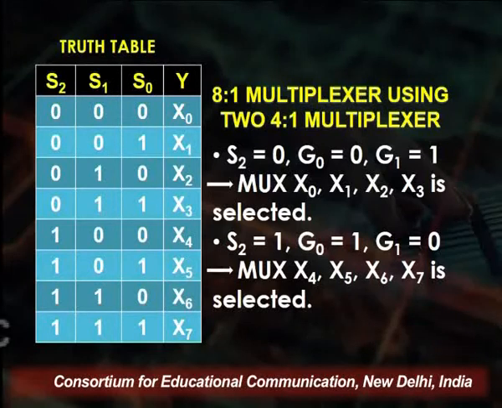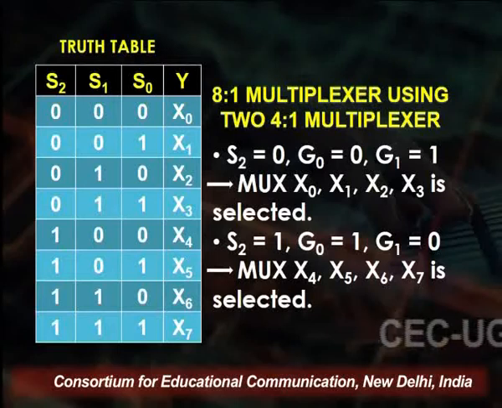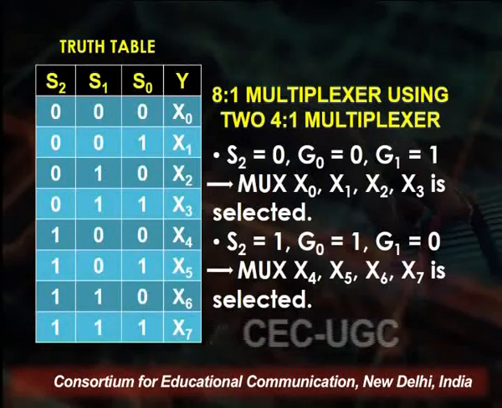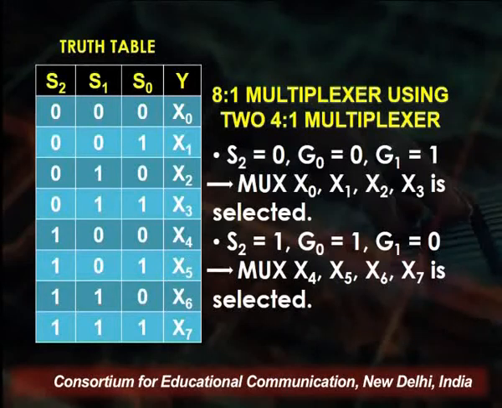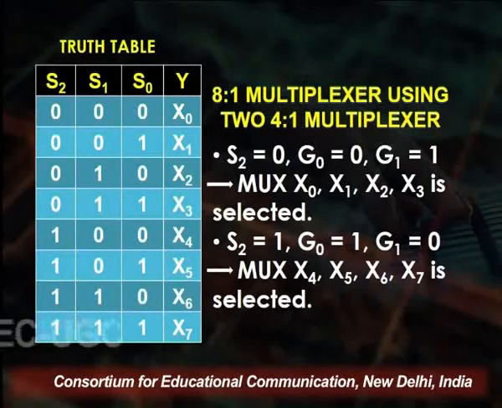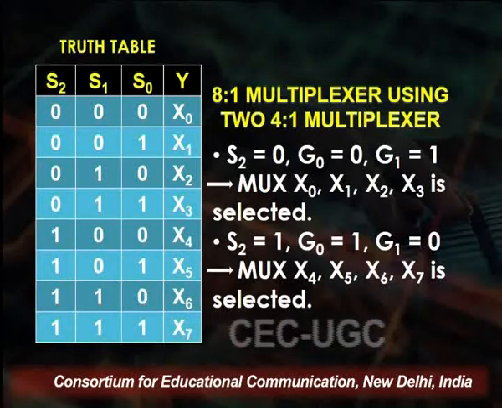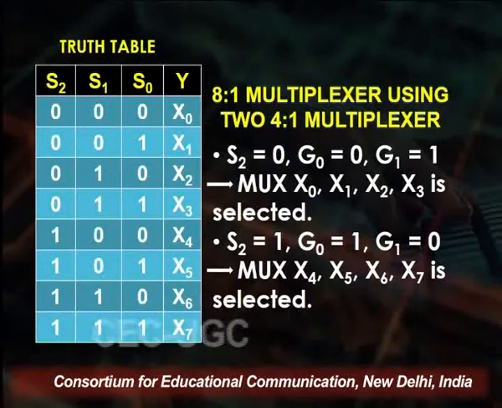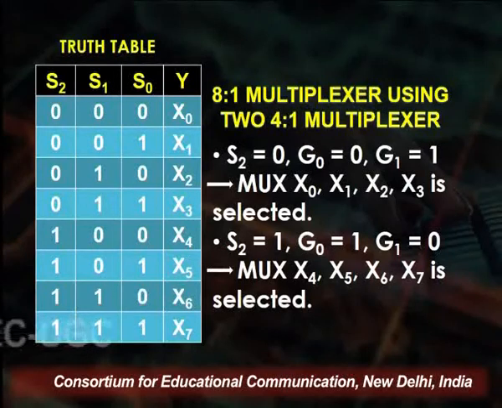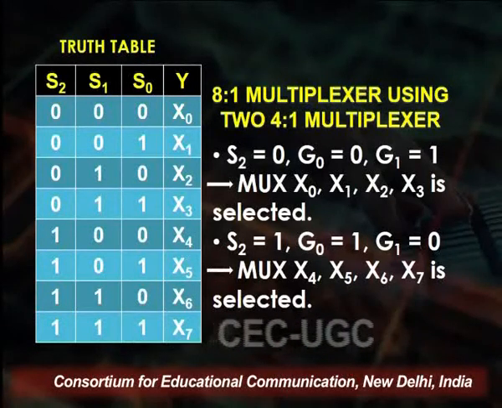So, we switch to the bottom 4x1 multiplexer by changing S2 to 1. Again, for S2 equal to 1, S1 and S0 will have 4 combinations, that is, S2 is fixed at 1, so S1 and S0 will be 00, 01, 10 and 11. We can see that for combination 000, we have X0, 001, X1, 010, X2, 011, X3, 100, X4. Likewise, we go forward and we find for 111, we have X7 as the output.